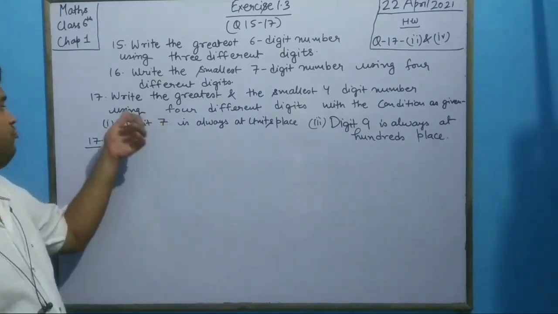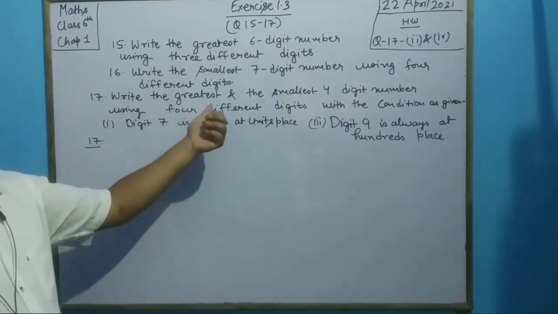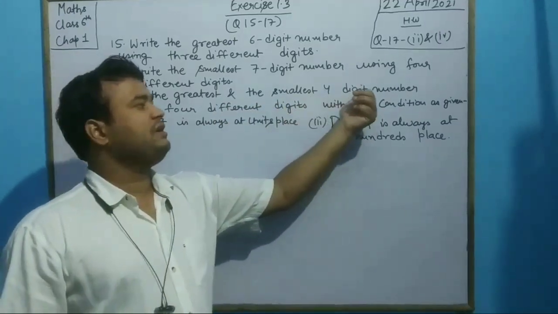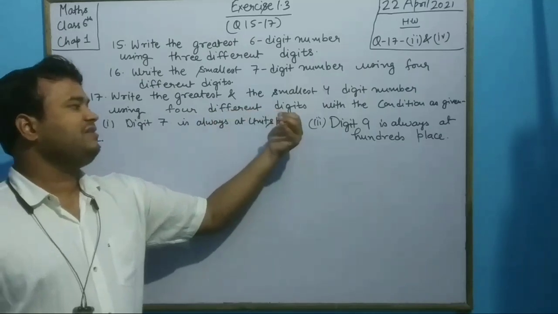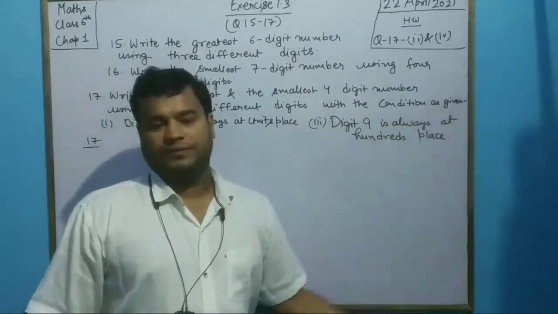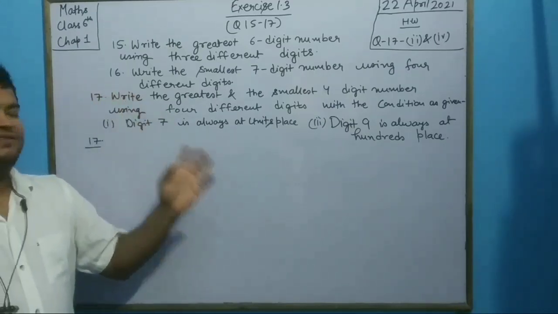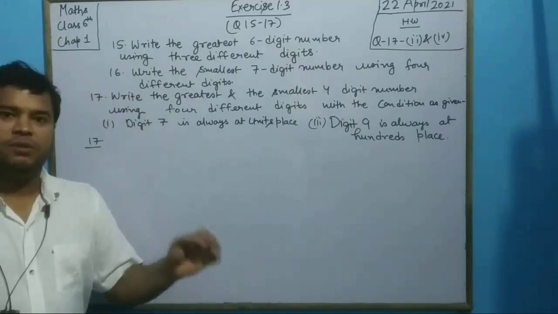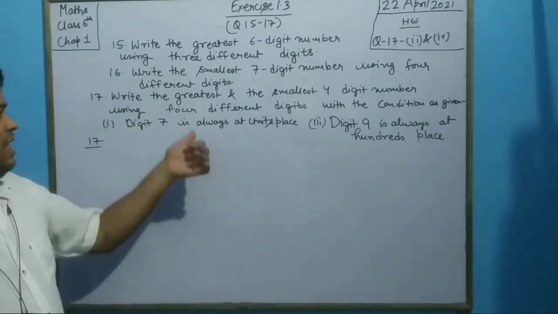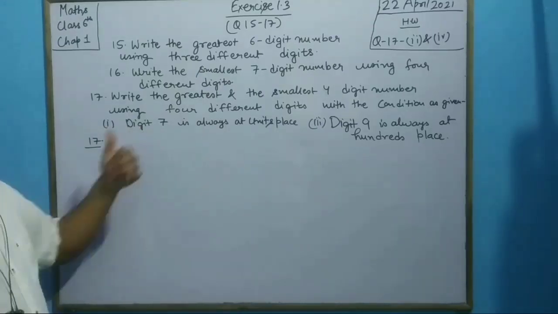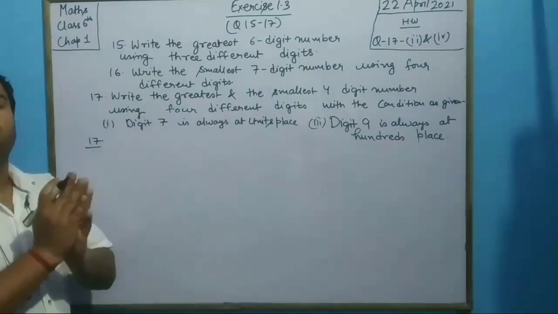Let us read question number 17. What is being asked over here? Write the greatest and the smallest 4-digit number using 4 different digits with the condition as given. We have to write the 4-digit smallest and greatest number using all different digits, but the condition is also given. In the first one, digit 7 is always at the unit place.